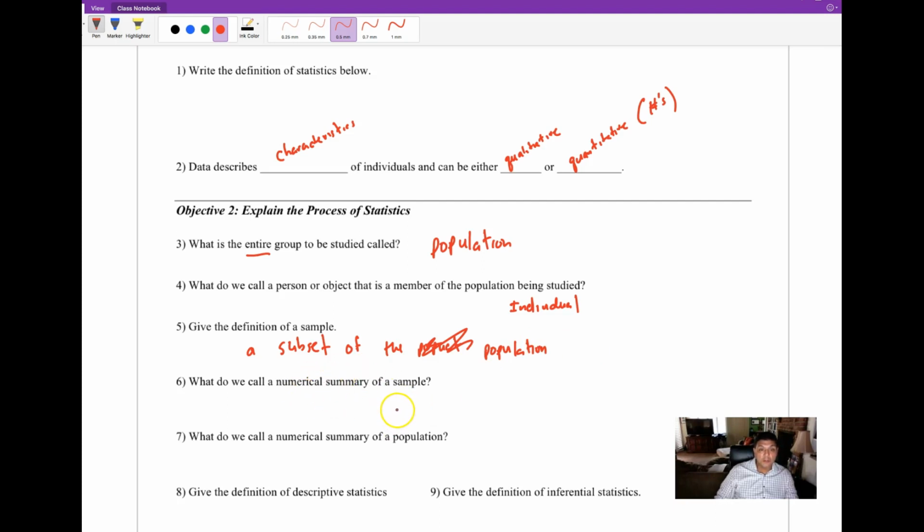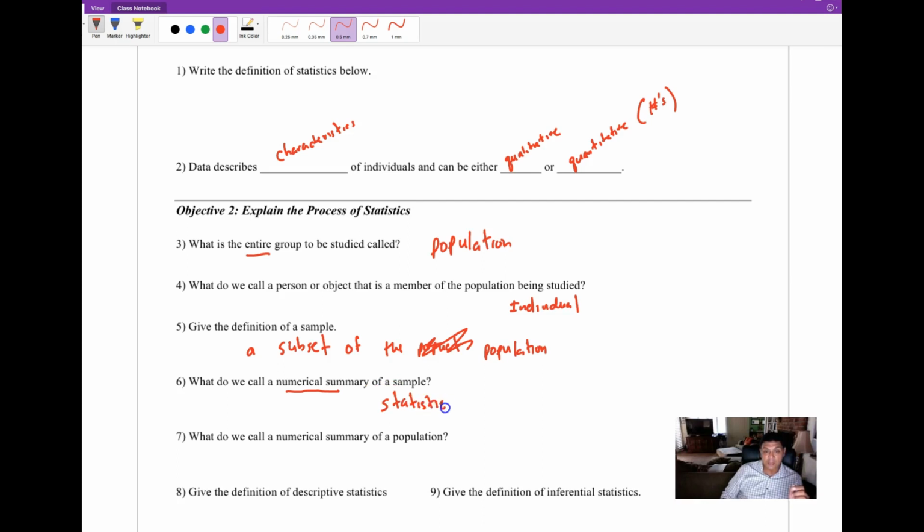What do we call the numerical summary of a sample? What do we call a numerical summary of a population? And so what's going to happen is after we collect data from a sample, we summarize it in some way. And so what we call a numerical summary, in this case, we call that a statistic.